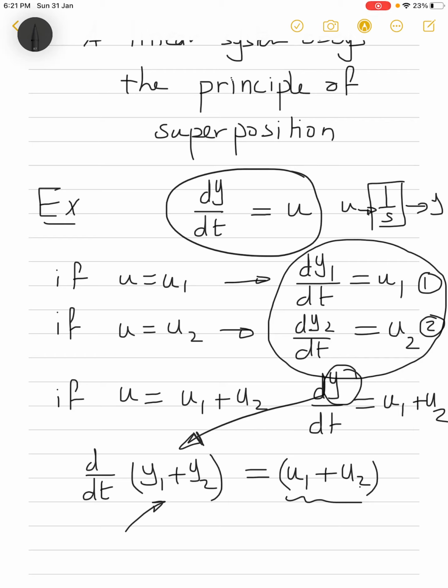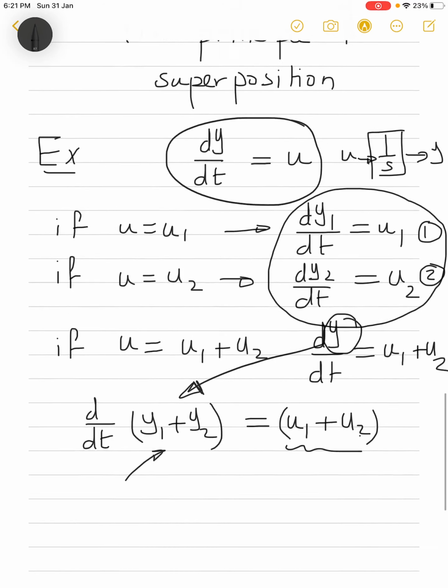because when we applied u1 alone we get y1 alone, u2 we get y2, and if we apply the sum of u1 and u2, we get the sum of y1 and y2. So this is the additive property.